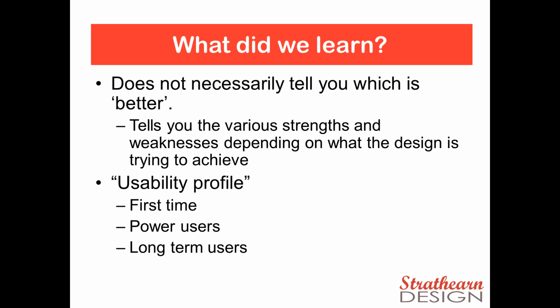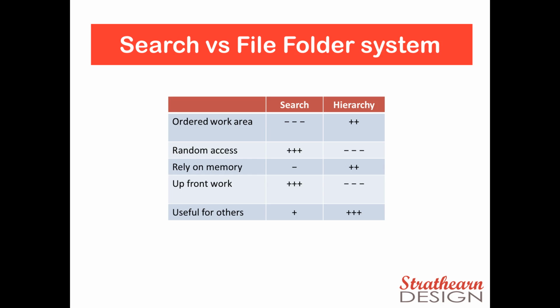So you might go in one direction if you're really trying to focus on first-time users versus power users or long-term users. So just as an example, if the usability profile that was really important to you was actually people who didn't create the hierarchy in the first place or didn't actually organize the information, then you would really focus on that last point, useful for others, and that might be 60% of the weighting, and that would really affect your decision.